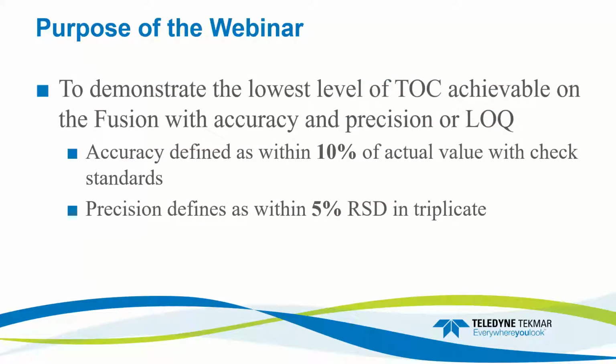The purpose of this webinar is to demonstrate the lowest level of TOC achievable in the Fusion with accuracy and precision in accordance with the LOQ. In this study, we define accuracy and precision by certain parameters: accuracy is within 10% of the actual value of the check standard, and precision means 5% RSD in triplicates. For this study, we held all of our sampling to that type of scrutiny.